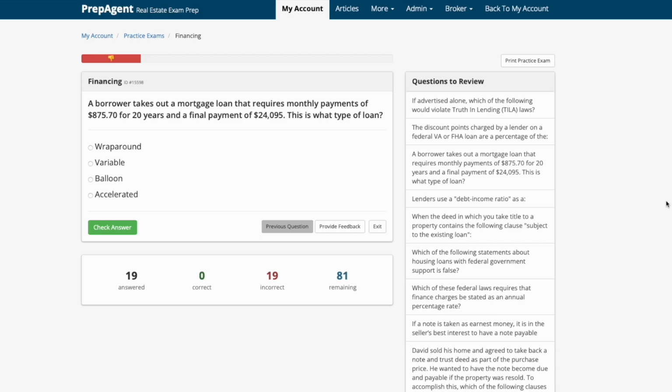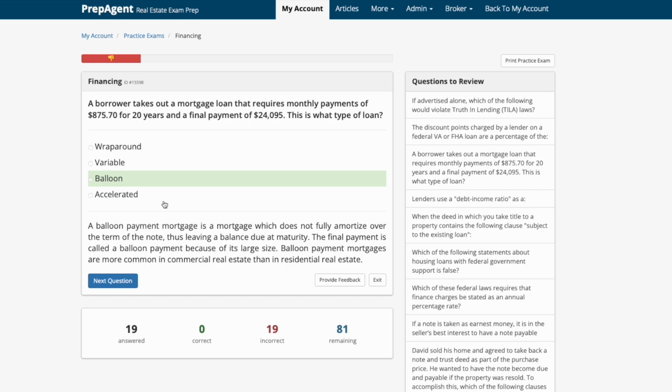A borrower takes out a mortgage loan that requires monthly payments of $875.70 for 20 years and a final payment of $24,095. This is what type of loan? A wraparound loan, a variable loan, a balloon loan, or an accelerated loan.